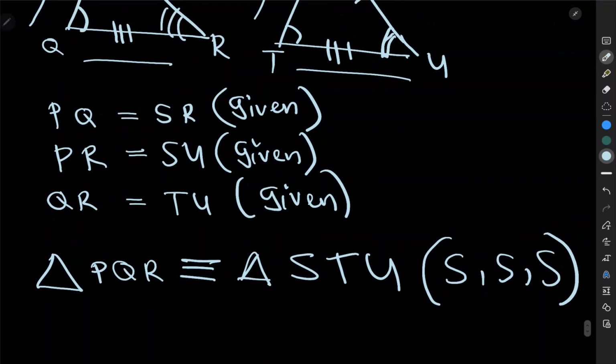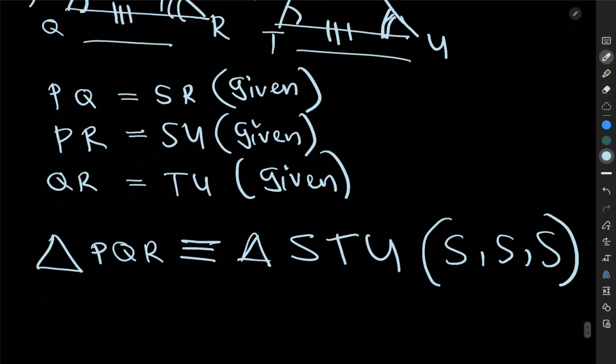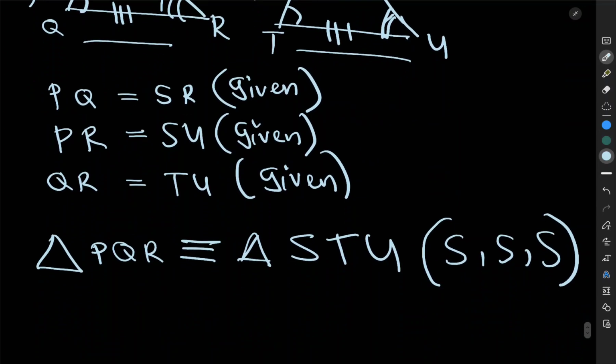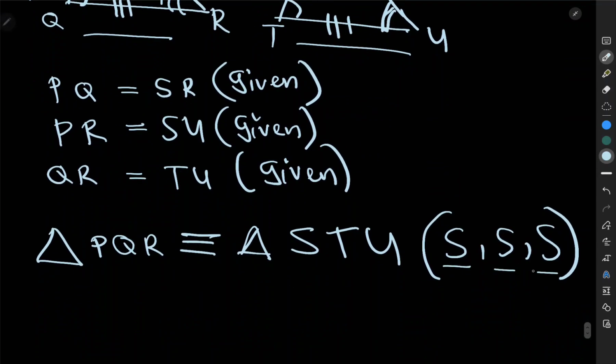So if we have 3 sides that are equal to the other 3 sides of the triangle, then we can assume that those 2 triangles are congruent. So side, side, side. Keep that in mind. The next way we can justify congruency is if we have 2 triangles.